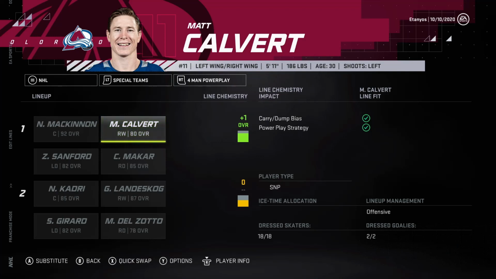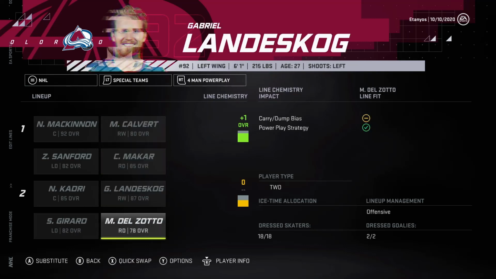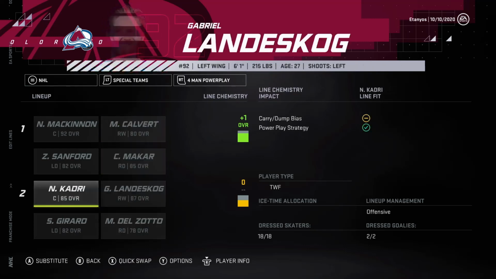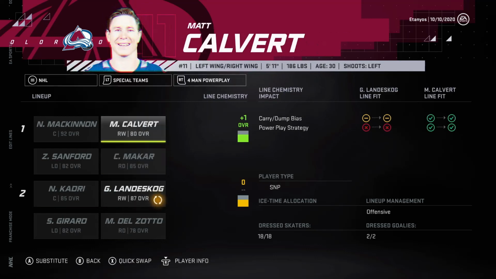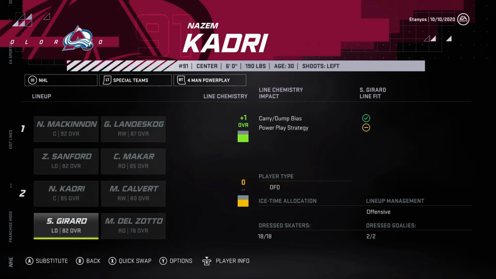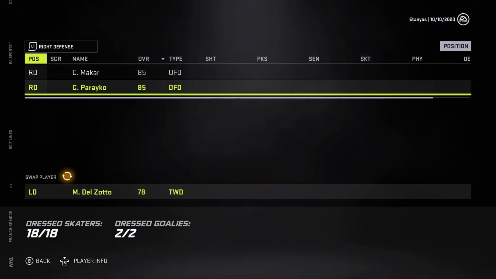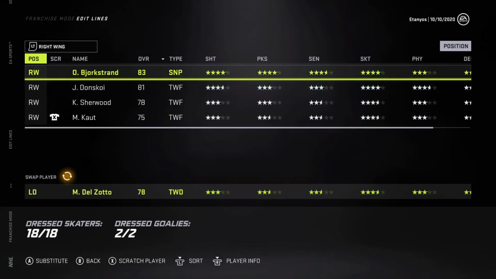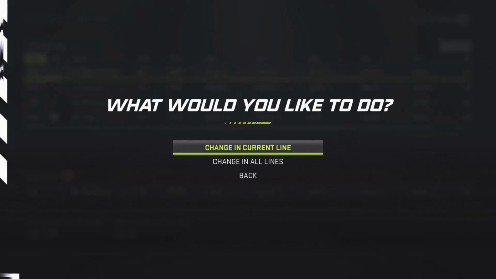Just a bit of a disclaimer here, but 2-way defensemen are okay. I wouldn't recommend them over other players per se. Like, let's say, Landeskog is good there, but would Calvert be better? Maybe. But also, would a guy like Bjorkstrand be better?